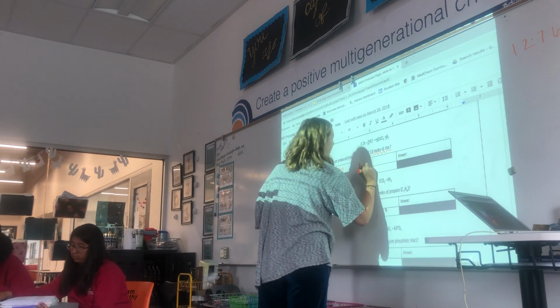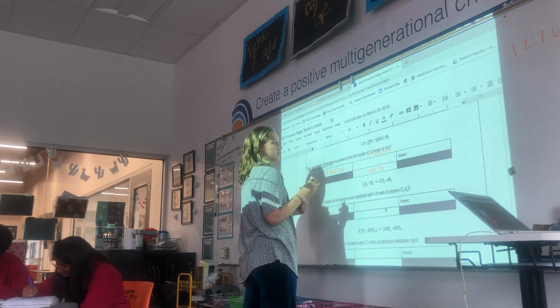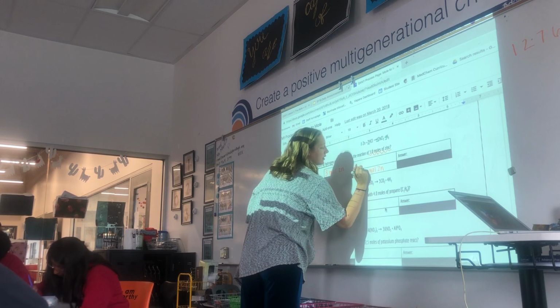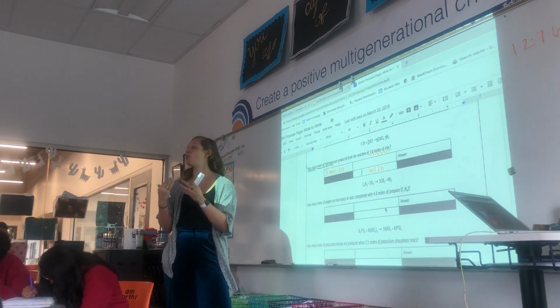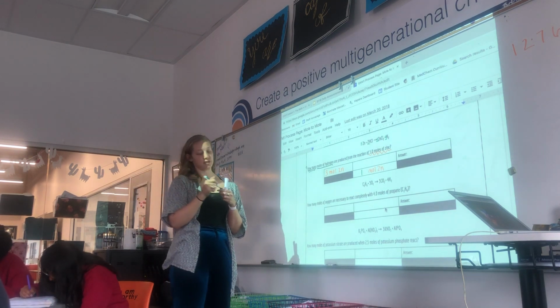And how many moles of zinc am I going to put? 1. Why? Because it's the coefficient. Yes, I'm trying to cancel it out, but I get the 1 from my equation. I make my mole ratio. So a ratio is a fraction, right? So I'm going to put the coefficients on top of each other.